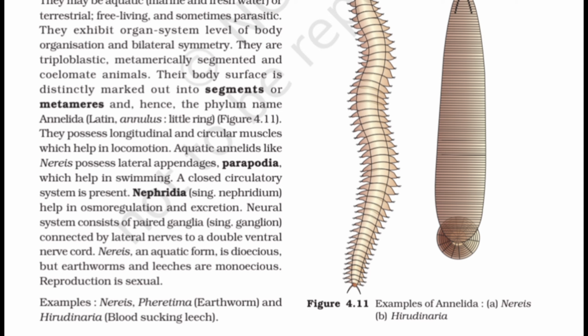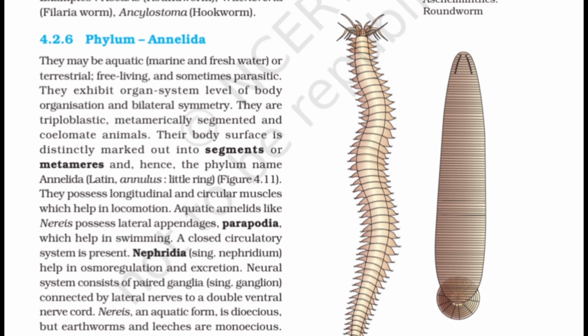Neural system consists of paired ganglia, singular ganglion, connected by lateral nerves to a double ventral nerve cord. Nereis, an aquatic form, is dioecious, but earthworm and leech are monoecious. Reproduction is sexual. Example: Nereis, Pheretima, earthworm, and Hirudinaria, blood-sucking leech.